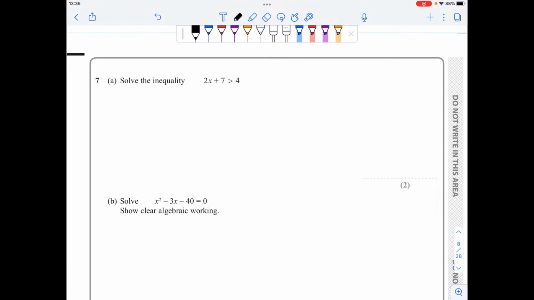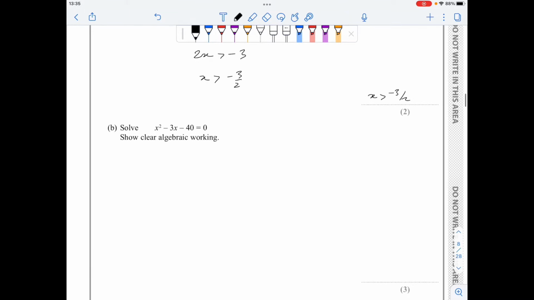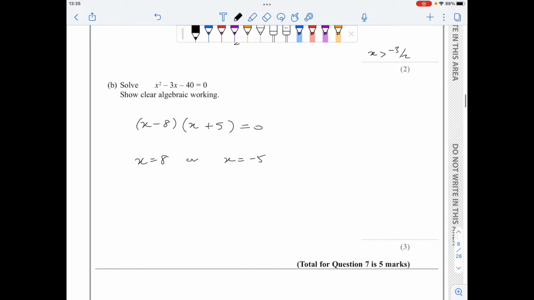For part A of question 7, I'll just rearrange. 2x is bigger than 4 minus 7, so 2x is bigger than minus 3, so x is more than minus 3 over 2. For part B, I'm going to factorize: x minus 8 times x plus 5 is equal to 0, so x is equal to 8 or x equals minus 5, which is my final solution.